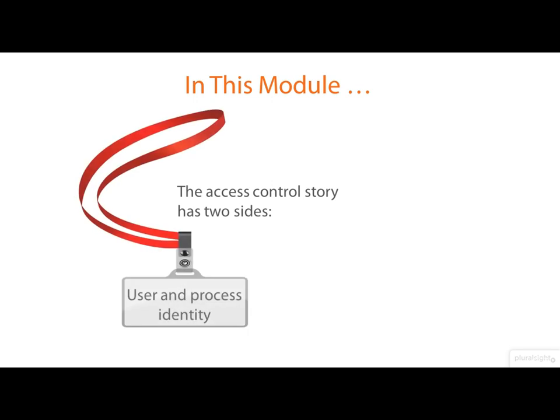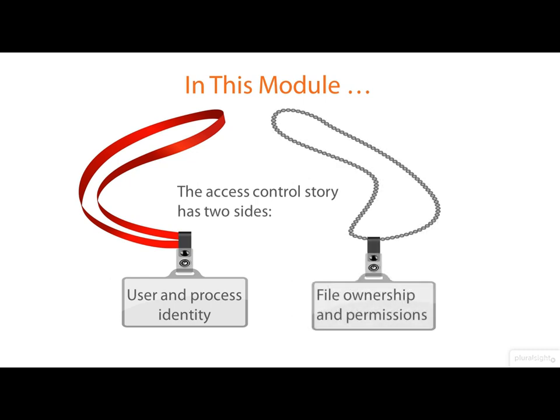And in this module I want to look at the two sides of the access control story. First of all, we're going to look at the idea of user and process identity. And then we'll have a look at the ownerships and permissions that are attached to the files and other resources in the system.